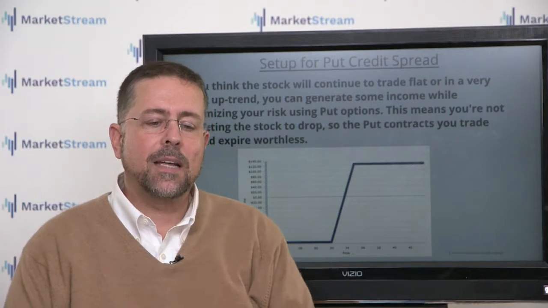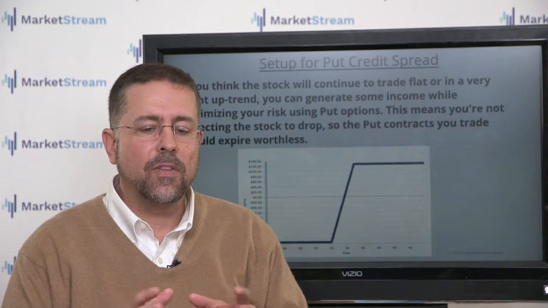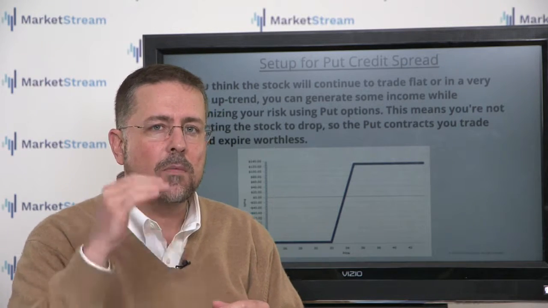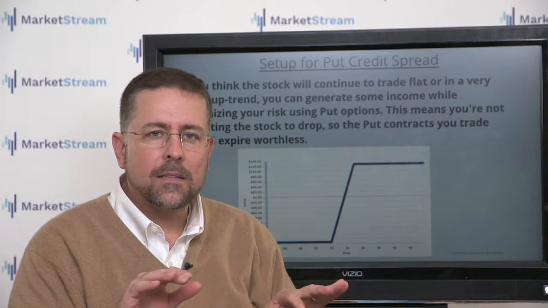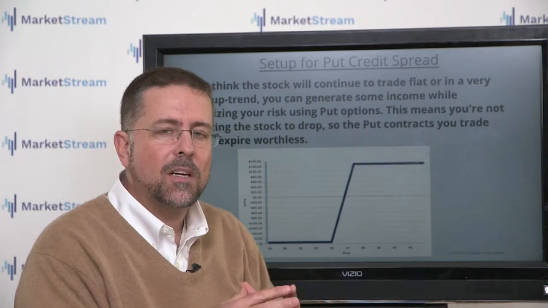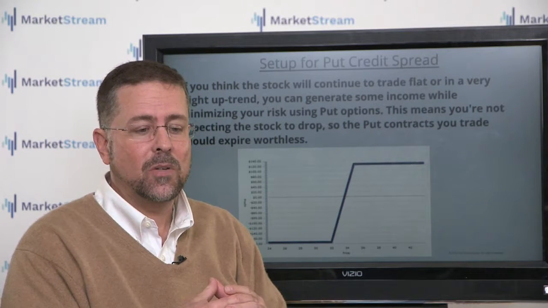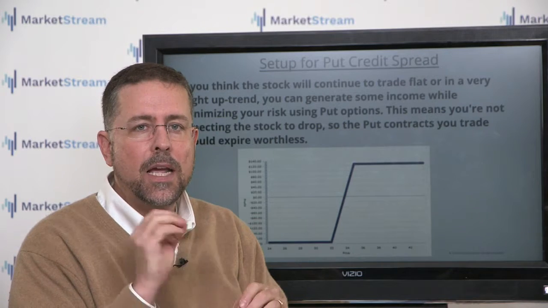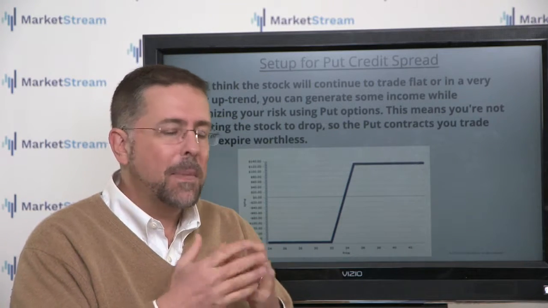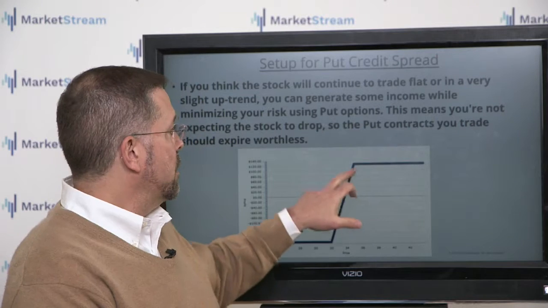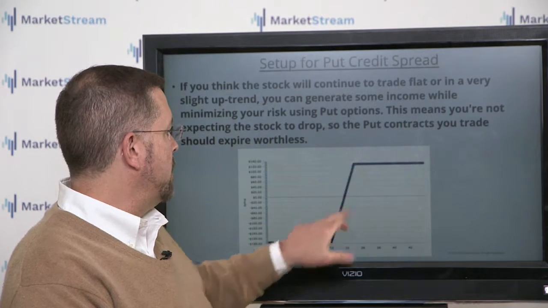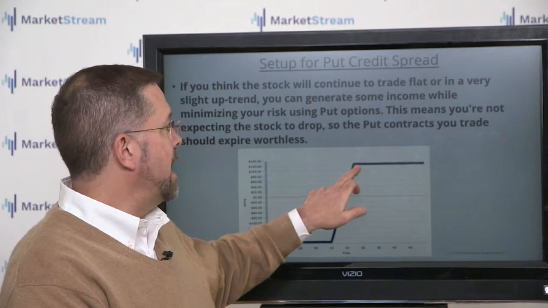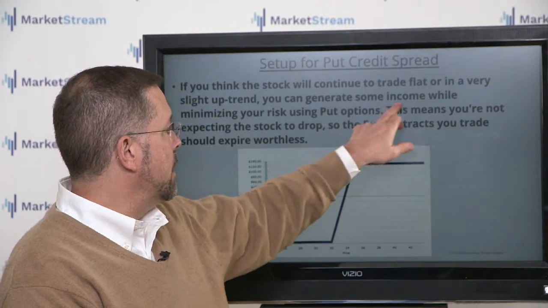Well, if you think that a stock is going to continue to trade basically flat or in a very slight uptrend, and you've had a recent pullback, and you think the stock's going to stay there, you could generate some income. In other words, increase your yield on your portfolio with a fixed risk opportunity by selling a put credit spread. The mechanics of this are very straightforward. You're selling a put with a higher strike price than the put that you're buying. So you're receiving a credit for the sale. That's your yield, right, or your income.